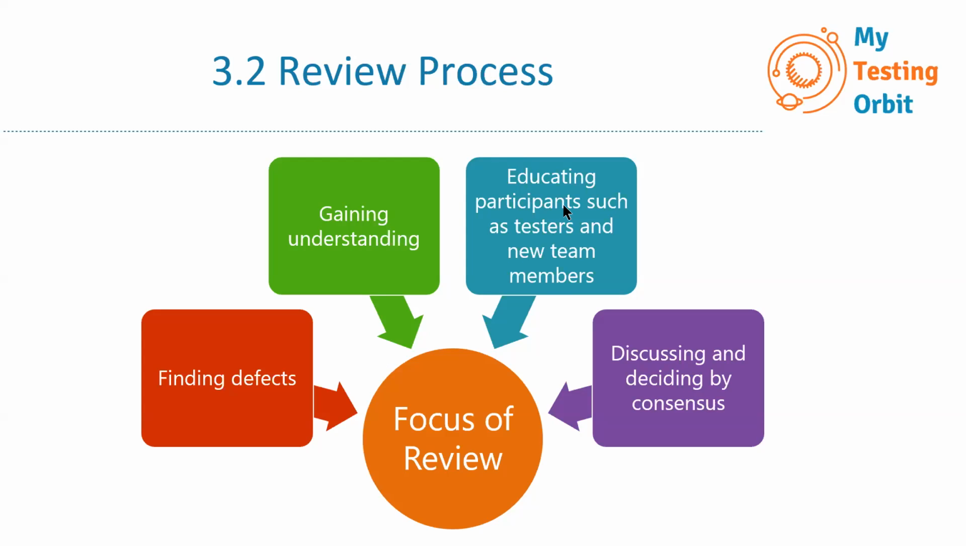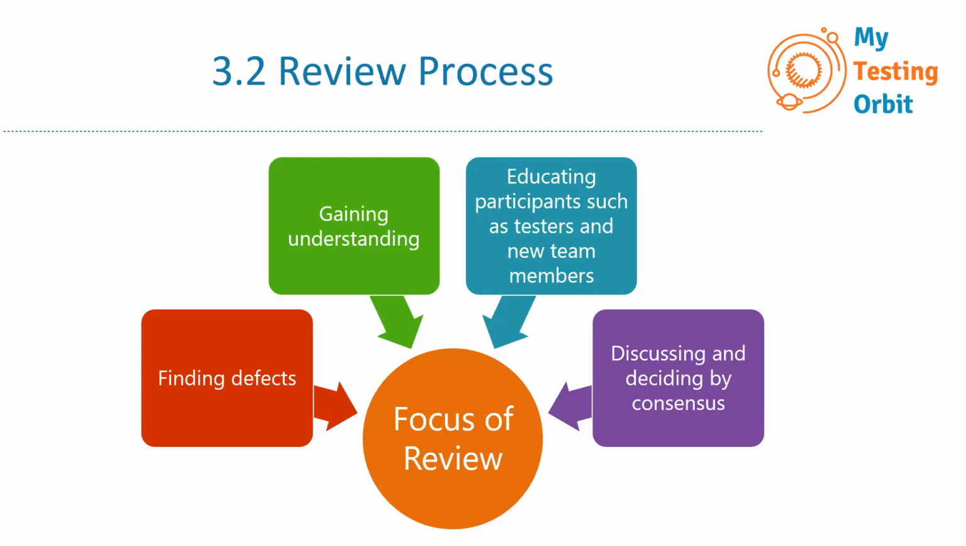The third one is educating participants such as testers and new team members. If we are doing a review process, either informal or formal, then it's important to include all the team members. And as I said, in agile projects, mostly it's informal review which is being done. That's why all the team members work closely with each other, because there are no formal documentations. So it's really important that they are working close to each other, so that they understand each other's perspectives.